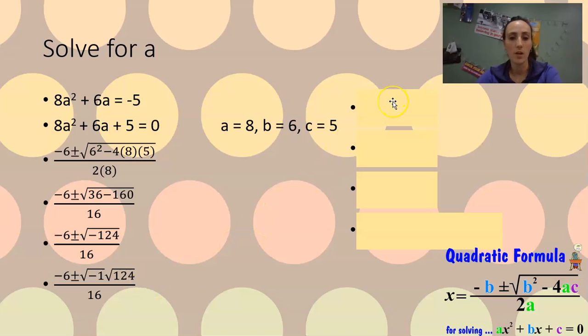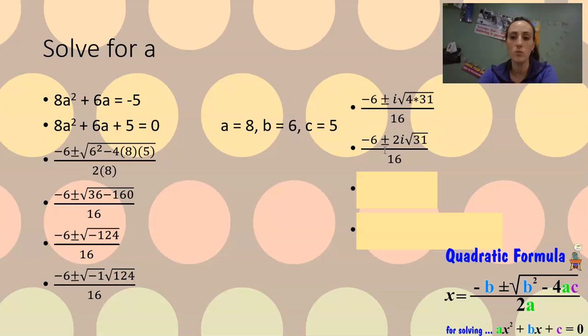Coming over here to finish my work, I know that the square root of negative 1 is i, so now I have negative 6 plus or minus i times the square root of 124. I want to break 124 apart into its square root factors. I know that 124 is divisible by 4, which is a perfect square. So this is going to become the square root of 4 times 31. I want to do that because I know that the square root of 4 is 2. So I'm going to pull that 2 out front, which now leaves me with negative 6 plus or minus 2i times the square root of 31, all divided by 16.